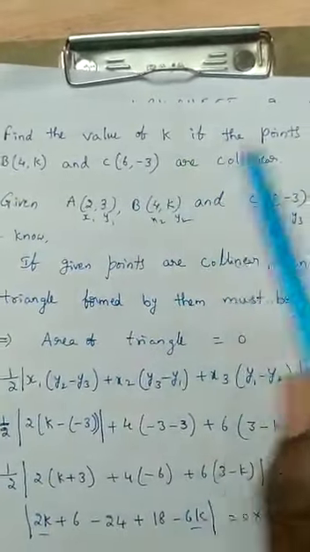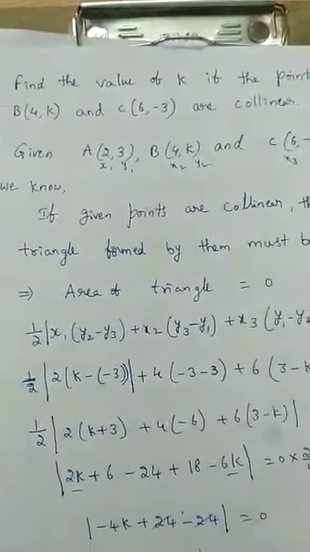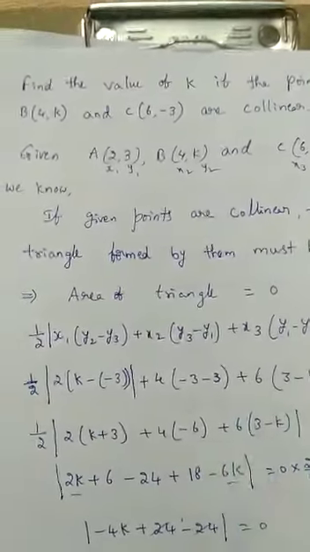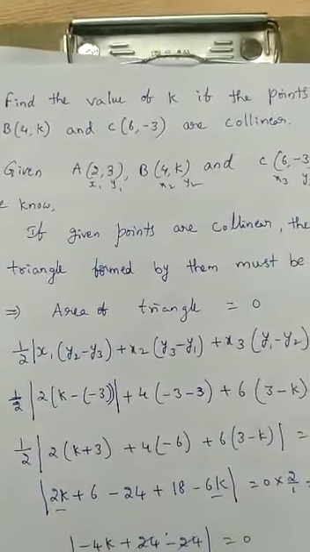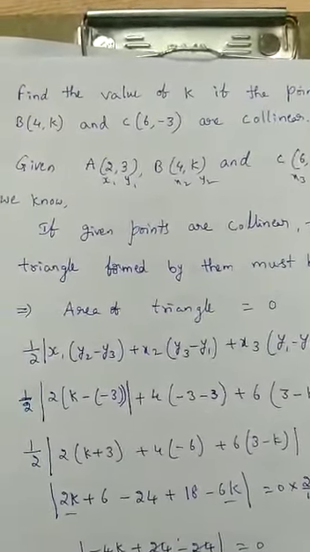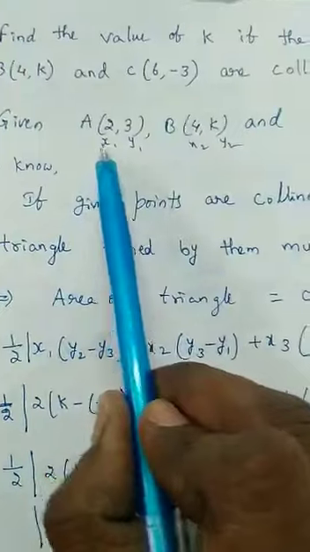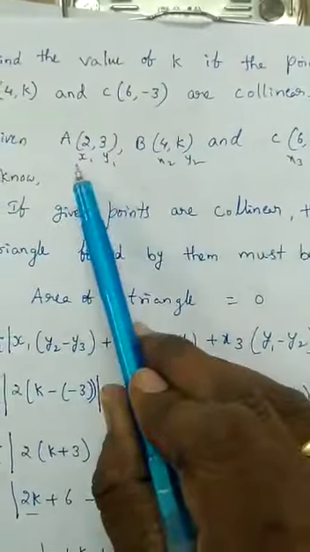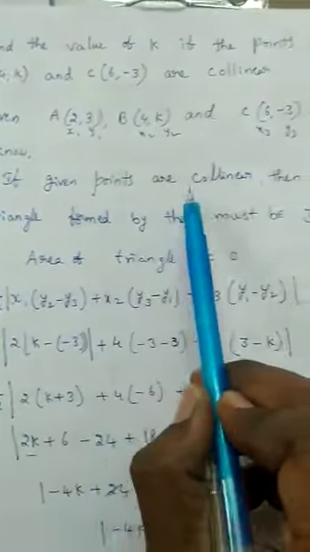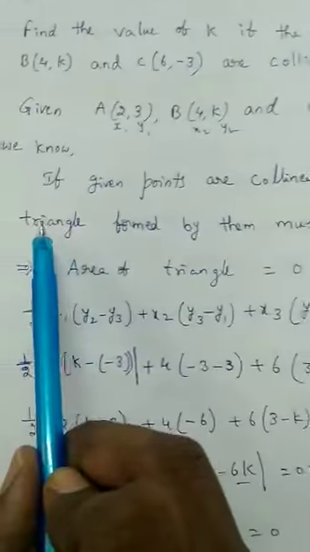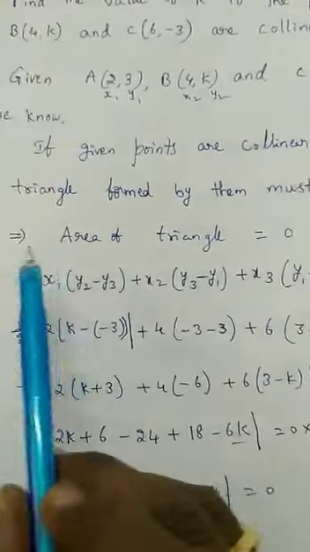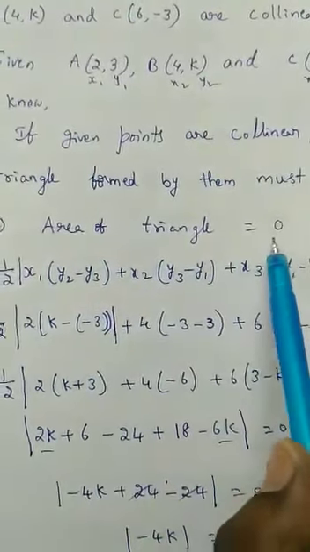So the area of the triangle is equal to 0. Already we know that if the 3 points are collinear, the area of that triangle is equal to 0. Conversely, if the area of the triangle is equal to 0, then the 3 points are collinear. So here given A(2, 3), B(4, k) and C(6, -3) are collinear. So these are 3 points (x1, y1), (x2, y2) and (x3, y3). So already we know one condition: if given points are collinear, then the area of the triangle formed by them must be 0.